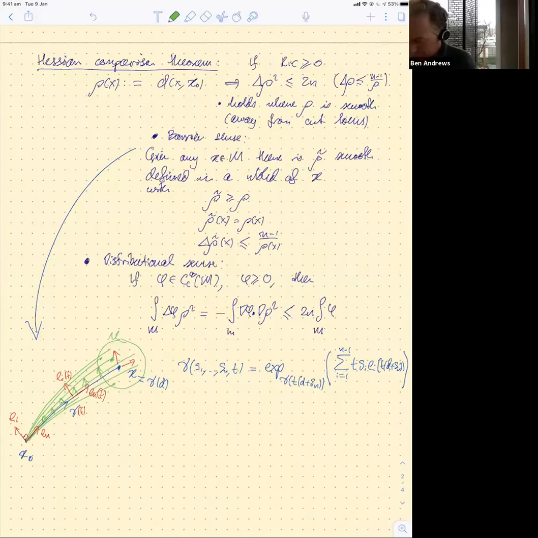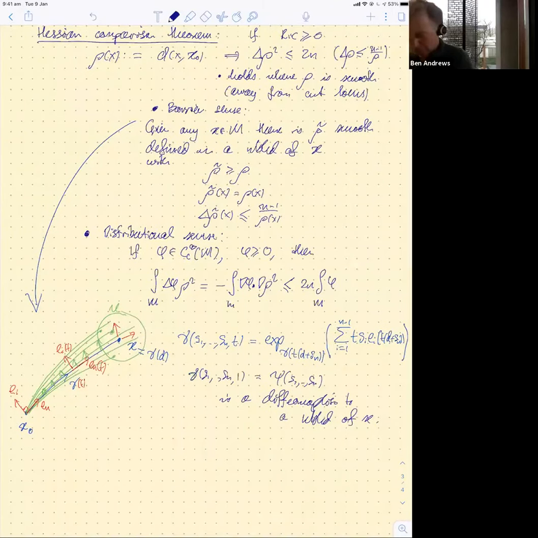So the endpoints of these, gamma at s_1 to s_n and 1, that's just a function of these n variables. It is a diffeomorphism, which is easy enough to see, to a neighborhood of x. So then, I want to construct this function rho tilde. I want it to be bigger than rho. I'm going to take it to be the length of the curve gamma at C inverse of y.